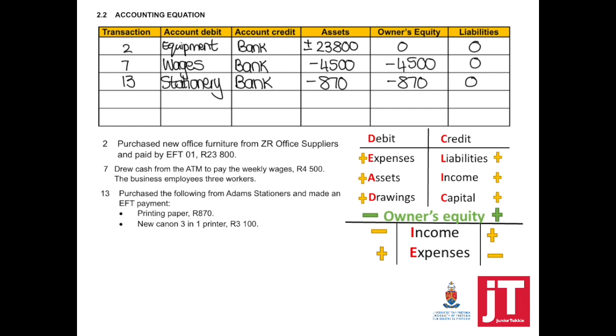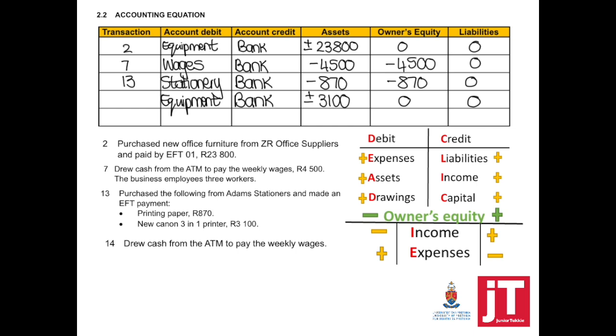The second part of this transaction, we bought a new printer. So bank is credited, equipment is debited. Our assets will be plus minus 3,100 because both are classified as an asset. Nothing happened with my owner's equity, nothing with my liabilities.